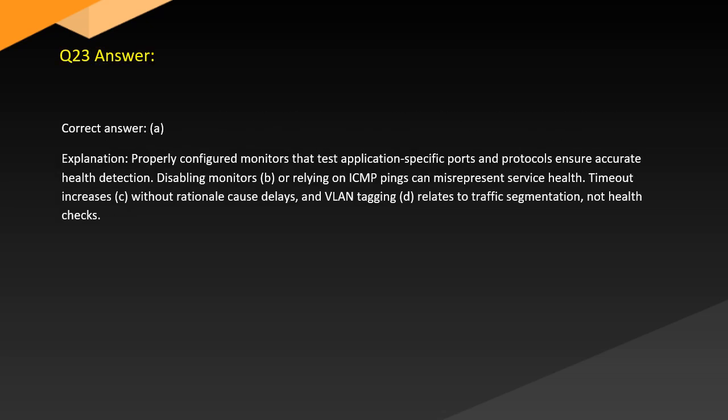Answer. Correct answer: A. Explanation. Properly configured monitors that test application-specific ports and protocols ensure accurate health detection. Disabling monitors, B, or relying on IP pings can misrepresent service health. Timeout increases, C, without rationale cause delays. And VLAN tagging, D, relates to traffic segmentation, not health checks.